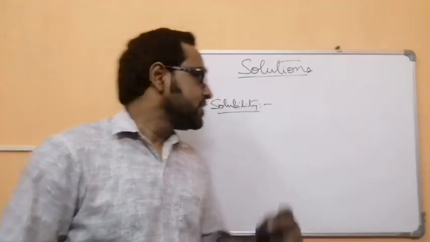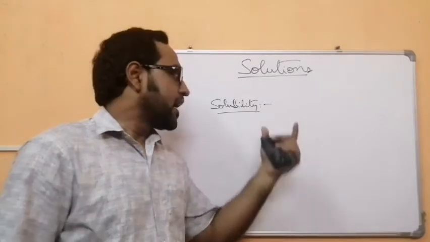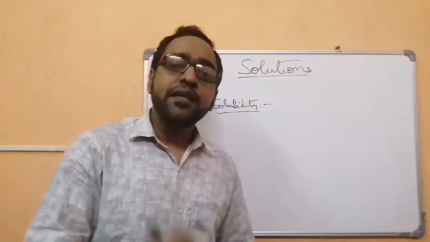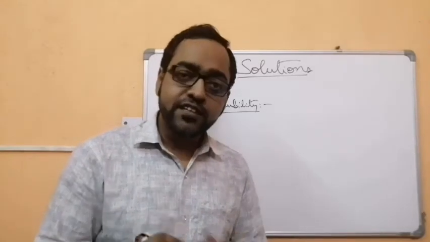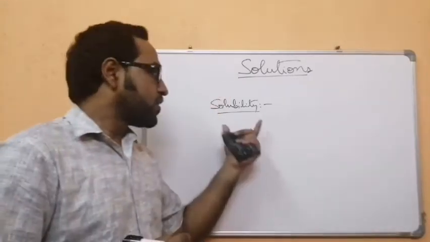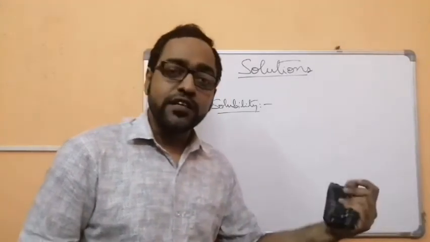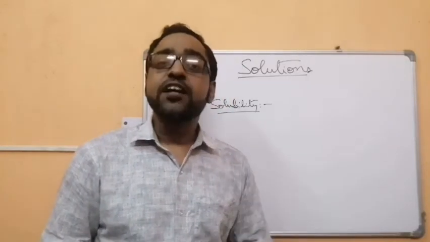So our next point is solubility. So note down the statement of solubility. The amount of solid that can be dissolved in a given amount of solvent, usually 100 gram of solvent, at a specified temperature. So what is solubility? The amount of solid that can be dissolved in a given amount of solvent at a specified temperature.